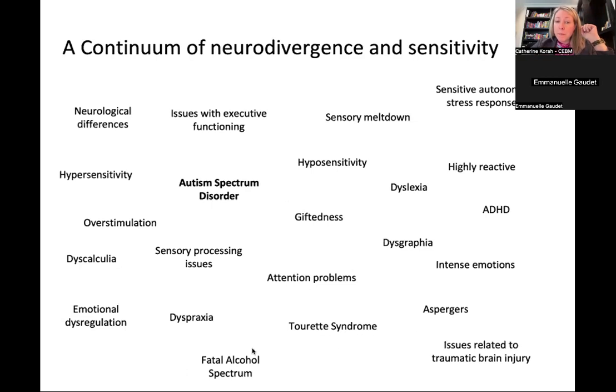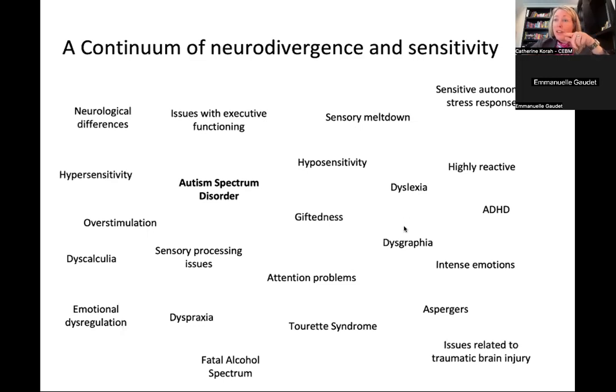Fetal alcohol spectrum, or issues in terms of a traumatic accident that brought an injury to the brain. Other pieces that are at play are, for example, sensory processing issues, emotional dysregulation issues, overstimulation, hypersensitivity, difficulty with executive functioning, sensory meltdowns. So all of that fits underneath this umbrella.